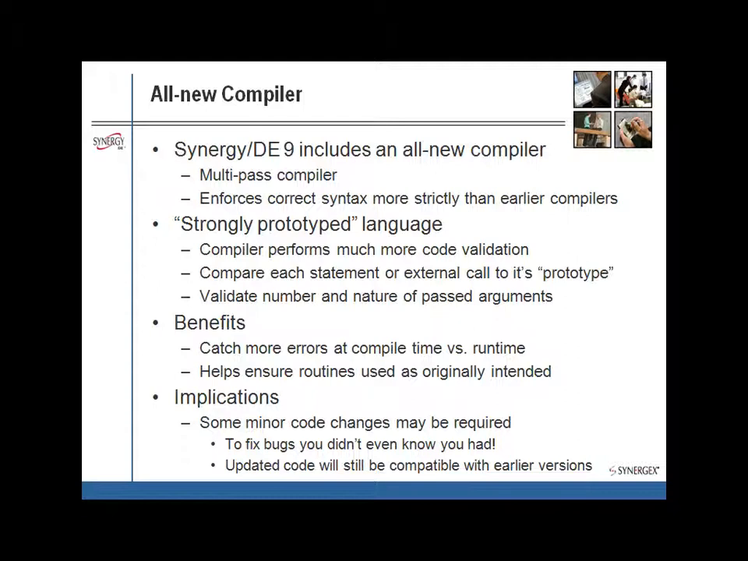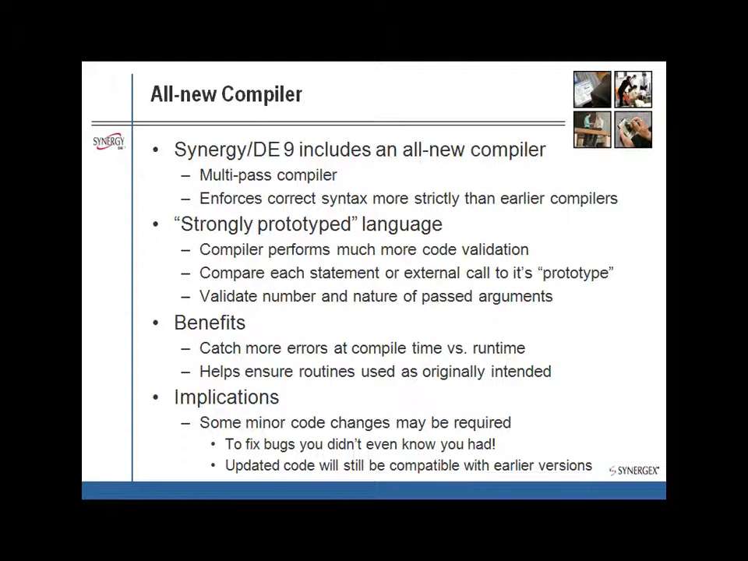Synergy is now a strongly prototyped language, which essentially means that the compiler is now completely aware of all of the parameters for statements and external routines, and also of return value types for external functions. The compiler knows what's required and what's optional, what data type each parameter should be, whether parameters are arrays or not, which parameters are passed in, and which can be updated and returned. The benefit of this is that the compiler can now check that you're executing statements and calling routines in the correct way.